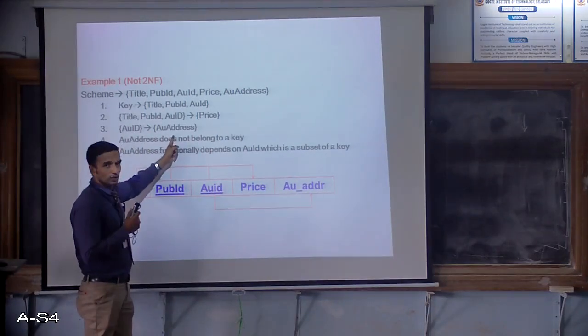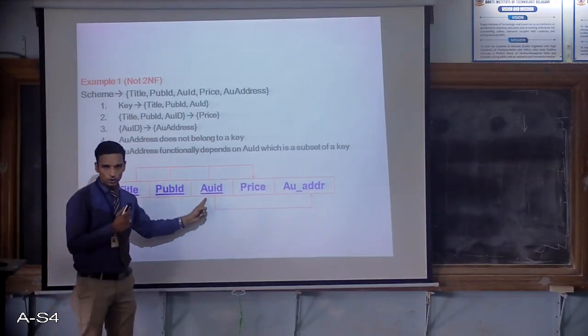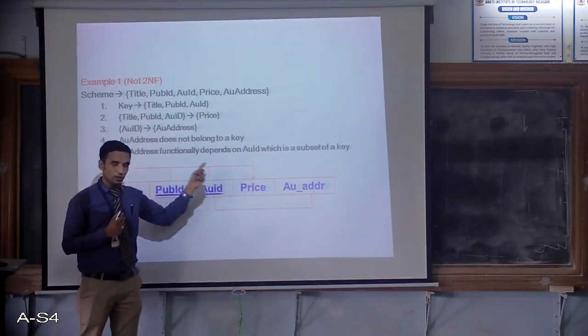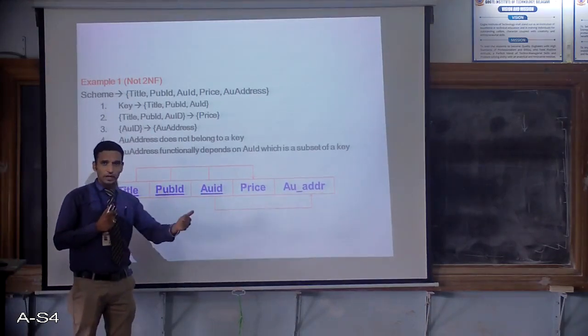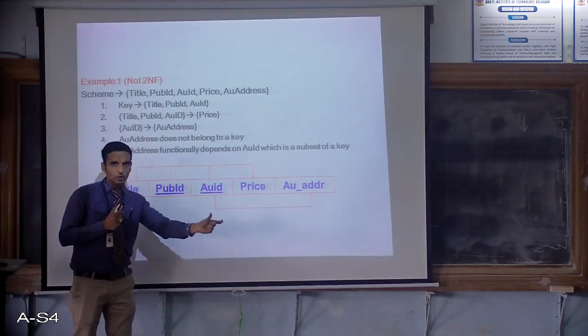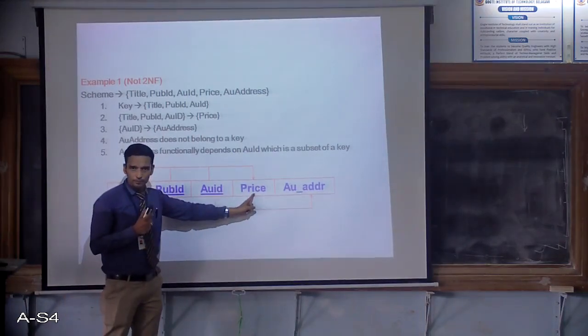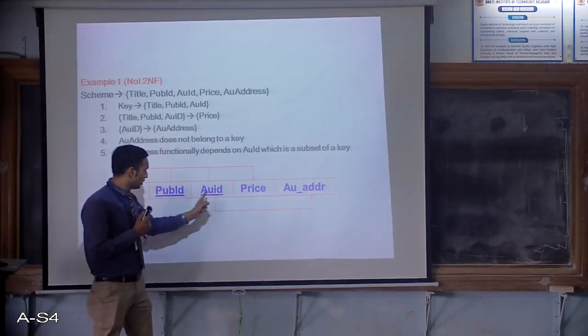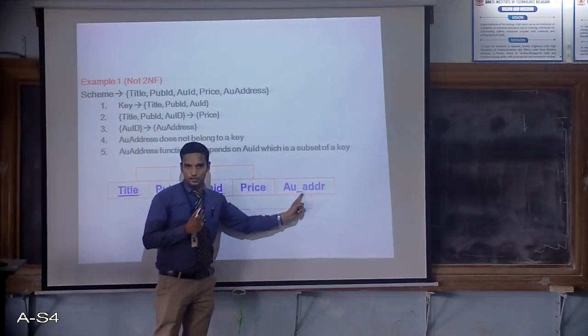Author ID will give me the author address. Now which are the key attributes here? Title, publisher ID and author ID. Now for this relation to be in second normal form, what does the rule say? Every non-key attribute should be fully functionally dependent on the entire key. Price is a non-key attribute, do you agree? Now this is dependent on the entire key. Yes, satisfied. But there is one more non-key attribute, author address.